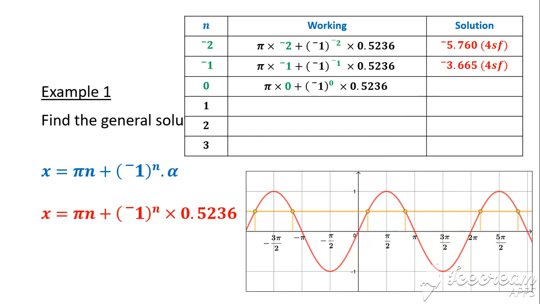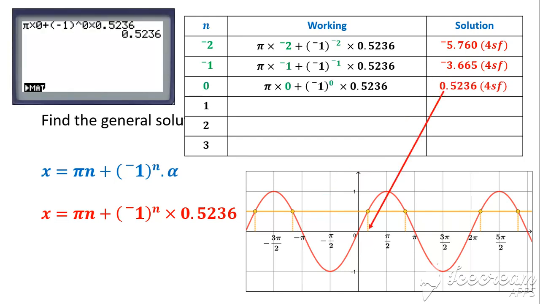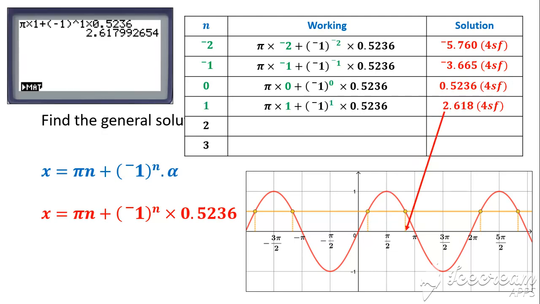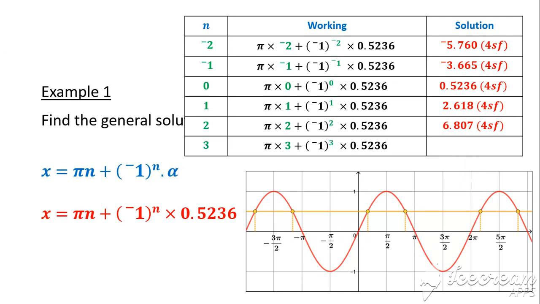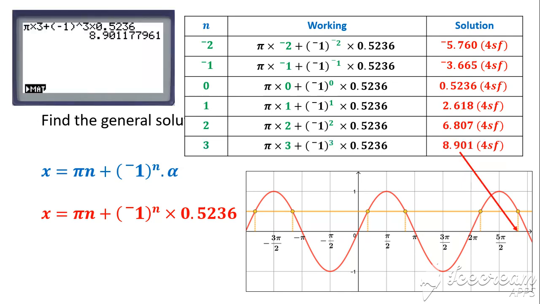If I chose n as 0, I'd get my solution of 0.5236. When I chose n as 1, I get another solution. When n is 2, I get another solution. When n is 3, another solution. These are all different solutions. I can keep going. N is 4, n is 5, n is 6, and I can keep going. N is -3, n is -4, and so on. So this formula, this general solution, will give me all solutions to this trigonometric equation.